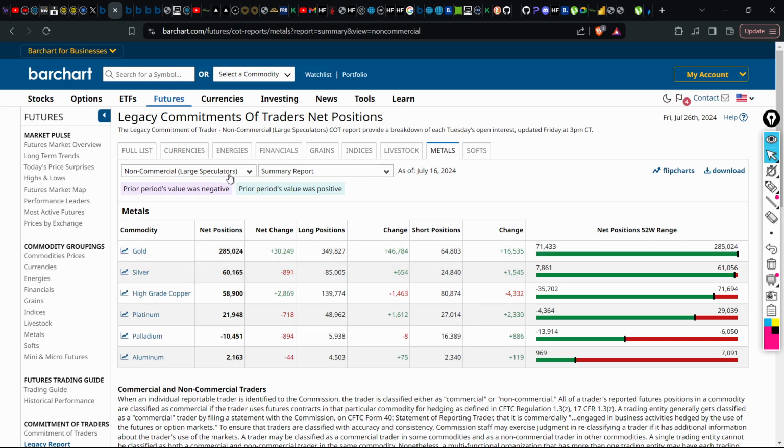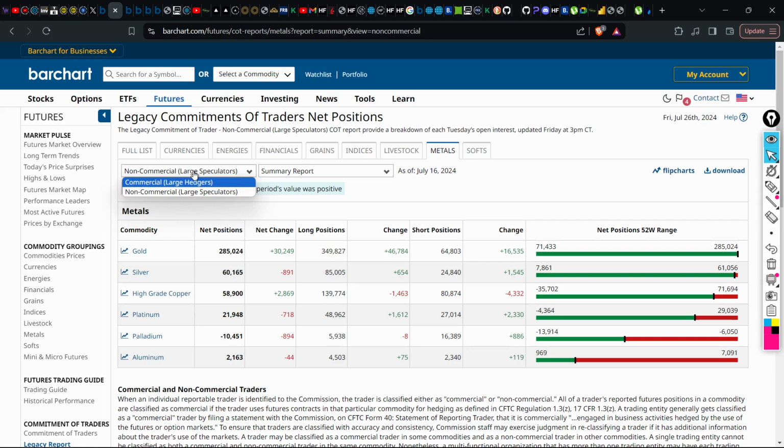Okay, so now here you can see there are only two categories. They are not three like in the disaggregated report. That's essentially what's happening: producers and swap dealers are usually combined in the commercial part, right?